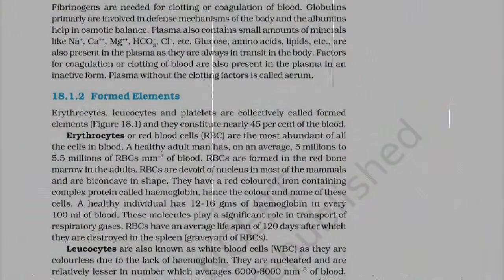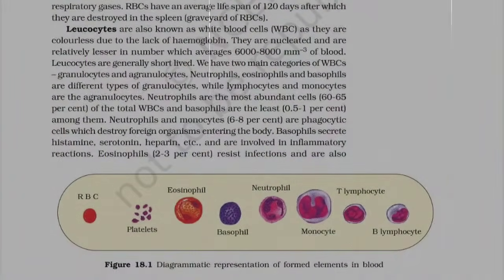Leukocytes are also known as white blood cells, WBC, as they are colorless due to the lack of hemoglobin. They are nucleated and are relatively lesser in number, which averages 6,000 to 8,000 per mm³ of blood. Leukocytes are generally short-lived. We have two main categories of WBCs, granulocytes and agranulocytes. Neutrophils, eosinophils, and basophils are different types of granulocytes, while lymphocytes and monocytes are the agranulocytes.